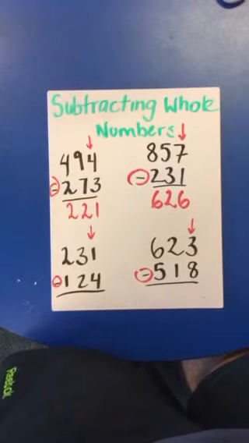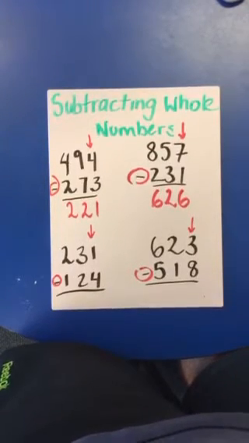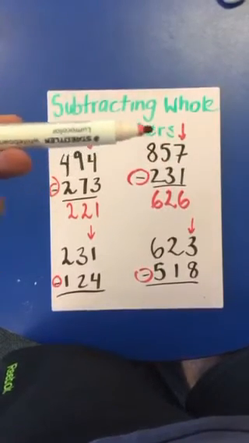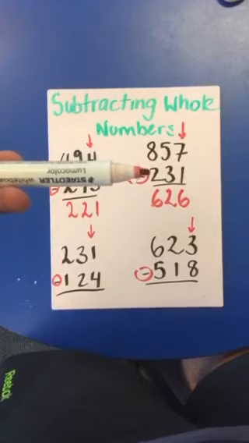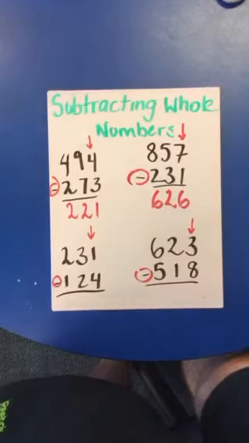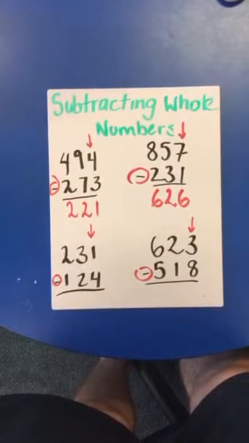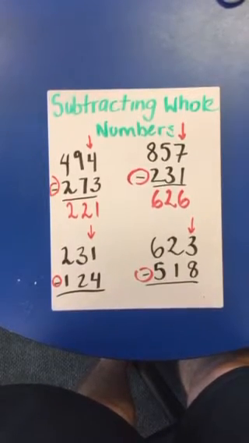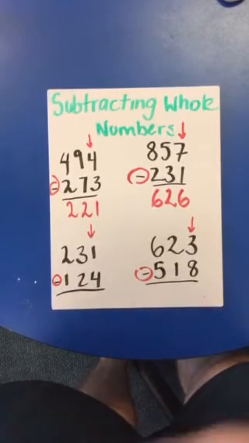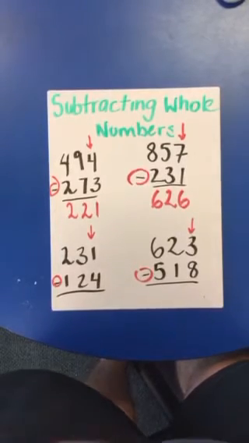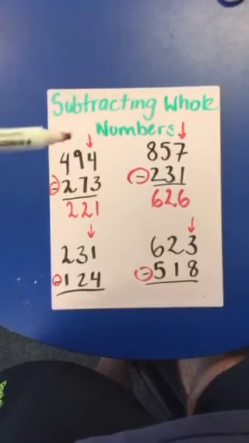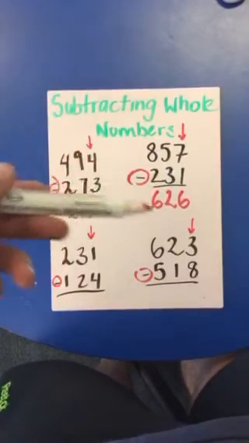Now when that happens, you don't have to borrow. When the numbers on top are larger than the numbers underneath, you don't have to borrow. And that makes them an easier question. So 7 is larger than 1, no borrowing. 5 is larger than 3, and 8 is larger than 2. So no borrowing. None for that one, and none for that one.